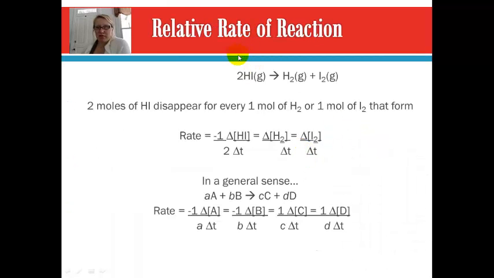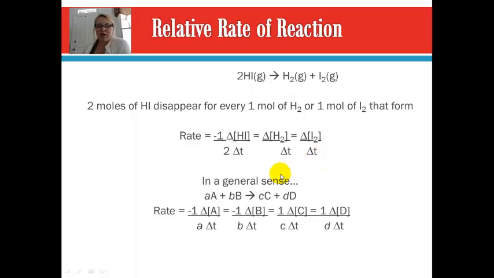AP often asks for the relative rates of reaction. So here's an example. If 2 moles of hydrogen iodide are disappearing for every 1 mole of hydrogen gas you're making and 1 mole of iodine gas that you're making, we know that the rate will be equal to minus, because these are going away, 1/2, because the coefficient is 2, the change in concentration of HI over time, or the rate will be equal to the change in concentration of H2 over time, or the rate will be equal to the change in concentration of I2 over time.